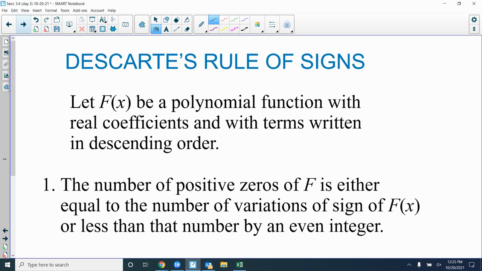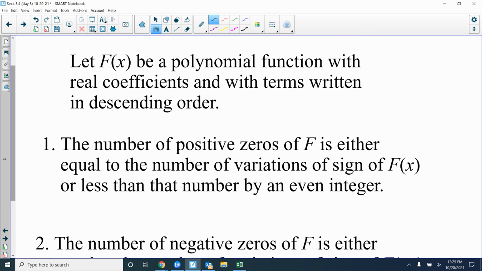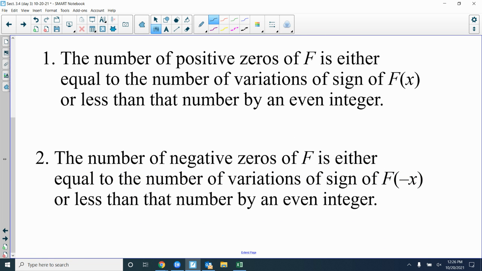Descartes' rule of signs. Let f of x be a polynomial function with real coefficients and with terms written in descending order. So you've got to put them in order. The number of positive zeros of f is either equal to the number of variations of sign or less than that number by an even integer. I know that makes no sense right now. Okay, we'll go through the example and it'll clear some things up. The number of negative zeros of f is either equal to the number of variations of sign of f of negative x or less than that by an even integer.